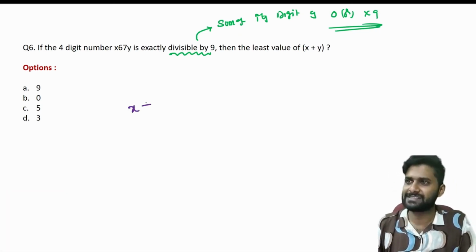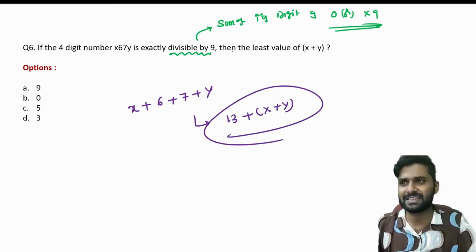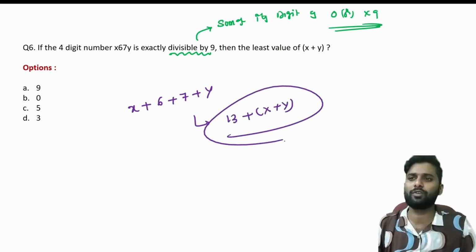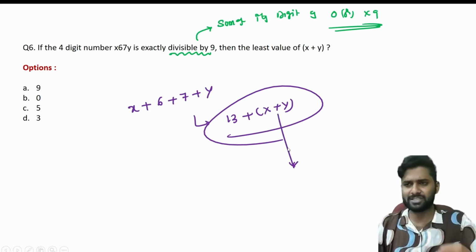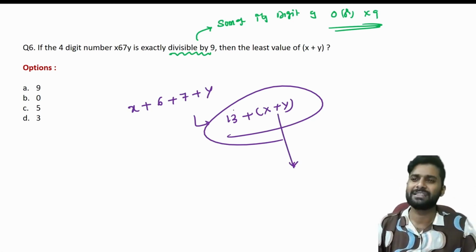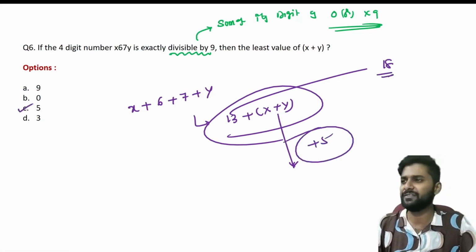Now see here, x plus 6 plus 7 plus y. What sum will you get? 13 plus x plus y. And they clearly mention that the resultant is always divisible by 9. What can be the possible value of x plus y? You already know the first multiple of 9 is 9, and the next number is 18. So 13 becomes 18. We need 5 more, which means x plus y must be 5 itself.